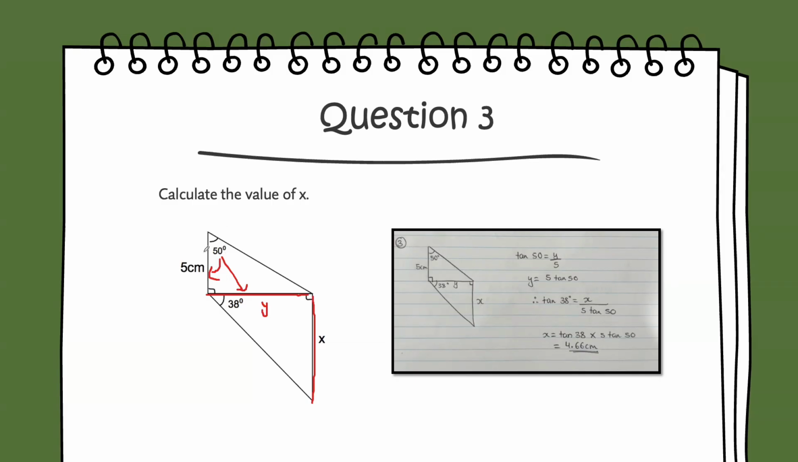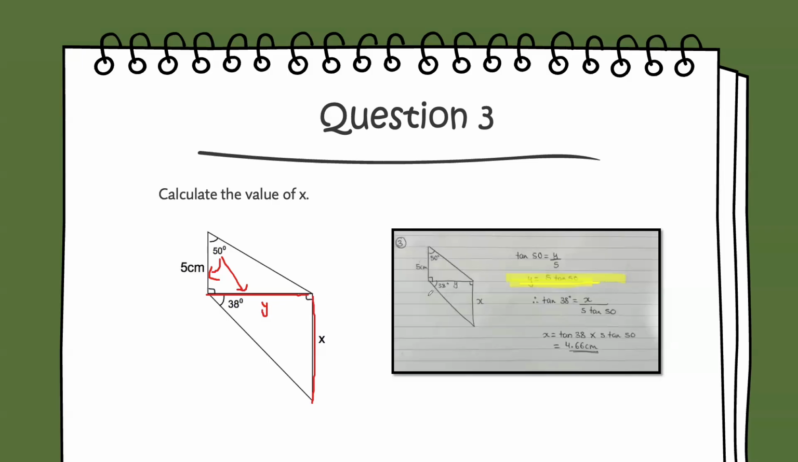Again, the hypotenuse is of no use to us. So using opposite and adjacent, we know that the ratio we have to use is the tan ratio. So tan 50 is equal to the opposite side, which is y, over the adjacent side, which is 5. So that means that y is equal to 5 times tan 50. Just multiplying both sides by 5. So I'm just going to highlight that one. Just give me a second. Yep. So y is equal to 5 times tan 50.